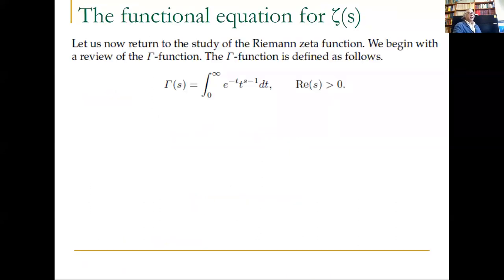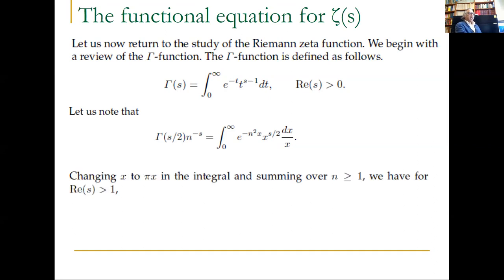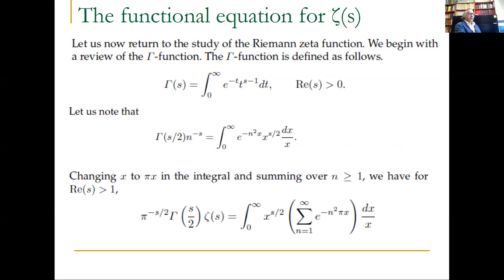So the functional equation for the zeta function begins with Riemann's paper, where he notices that if you take the gamma function, which is the integral from 0 to infinity of e to the minus t, t to the s minus 1 dt, and change variables, put t equals n squared x, then you get gamma of s over 2, n to the minus s, as an integral involving e to the minus n squared x, x to the s over 2 dx over x. Changing x to pi x in the integral and summing over n, we end up getting that pi to the minus s over 2 gamma(s over 2) zeta(s) is essentially the Mellin transform of the Jacobi theta function.